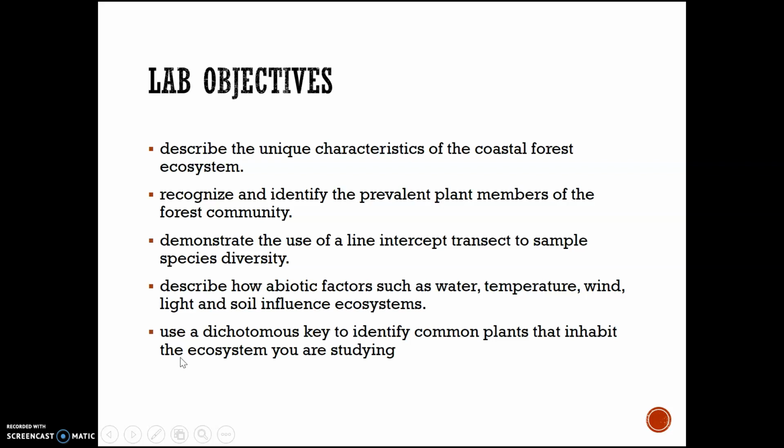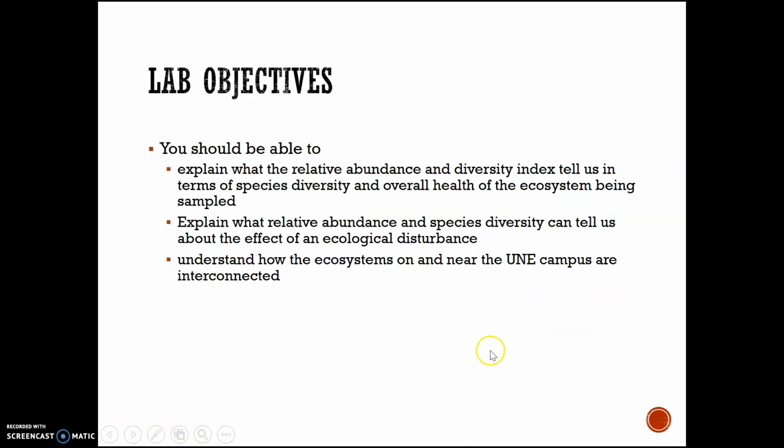The objectives in this lab are to describe the unique characteristics of the coastal forest ecosystem, allow you to recognize and identify prevalent plant members of the forest community, demonstrate the use of a line intercept transect to sample species diversity, to be able to describe how abiotic factors such as water, temperature, wind, light, and soil influence the ecosystem, and use a dichotomous key, once again, to identify plants that inhabit the ecosystem we're studying.